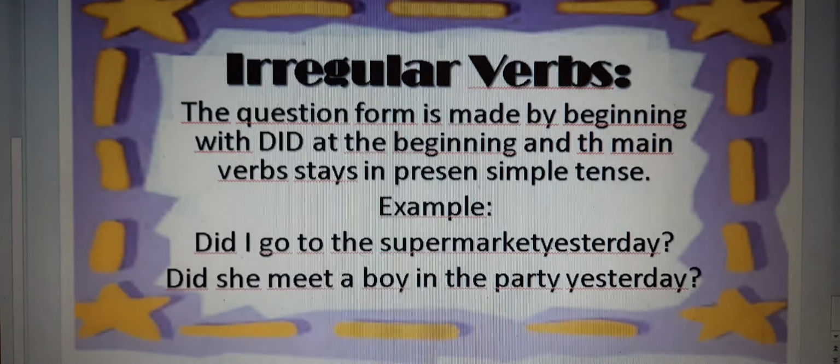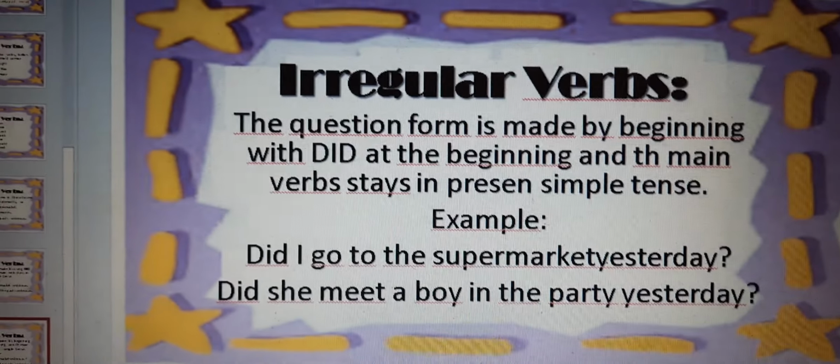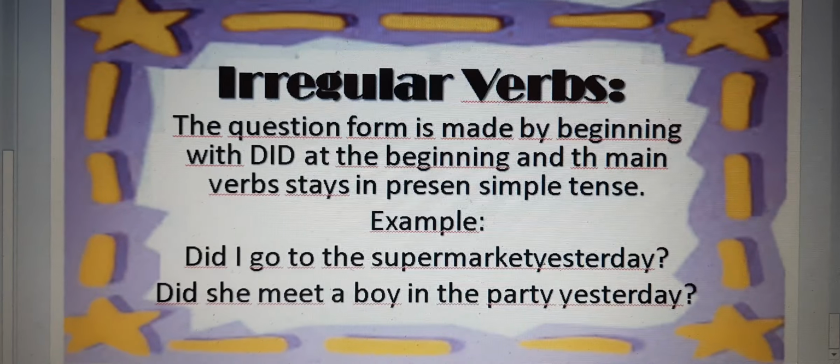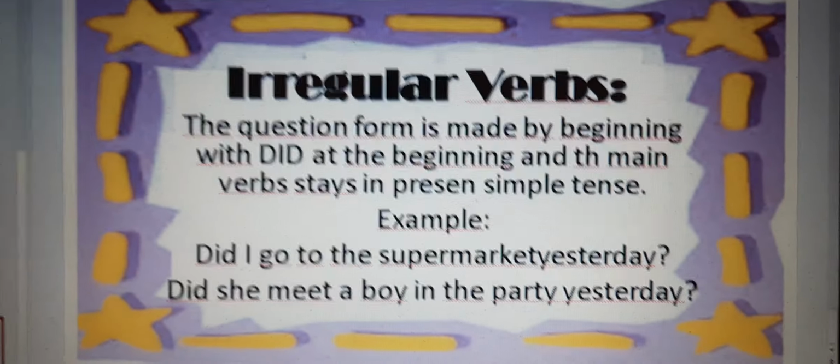So this is how we make the simple past with irregular verbs. Please take notes and copy all the content in your notebooks.